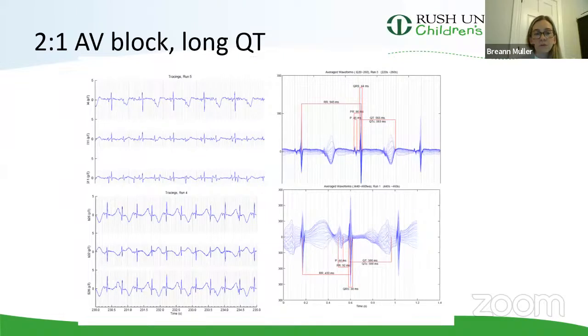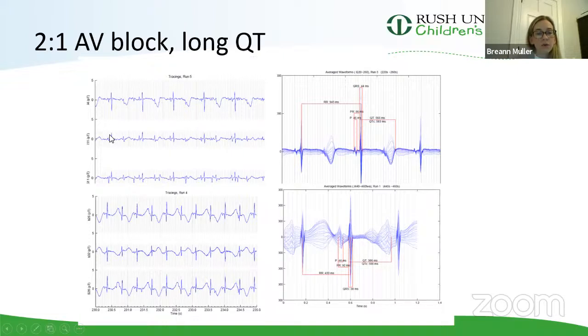But first, with the fetal MCG, 2-to-1 AV block is often a presentation of a patient that has congenital long QT syndrome. So you can see over here the MCG is showing a P and a QRS, and then the T wave is way over here. You can see that looks like prolonged QT. So a P, a QRS, and then the T again.